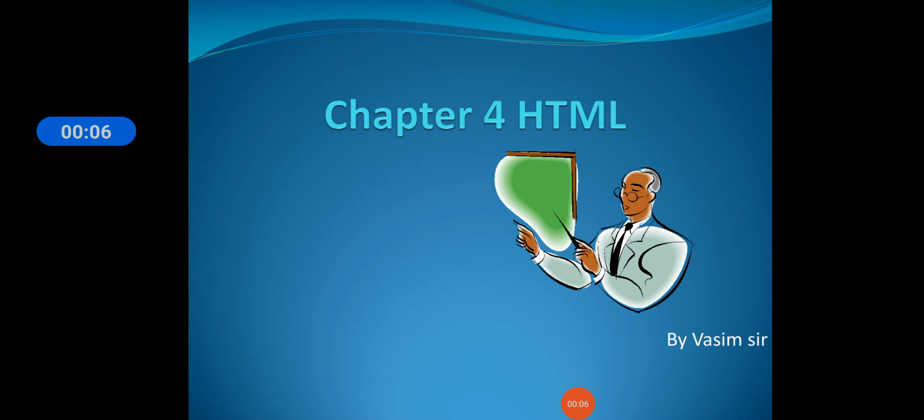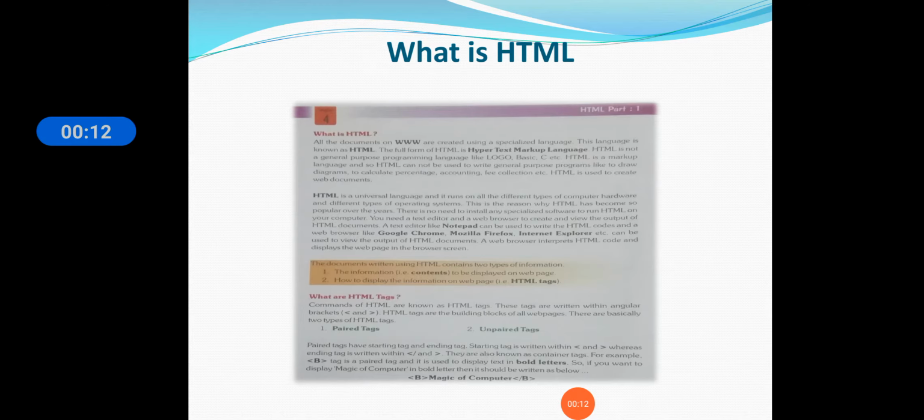Chapter number 4, HTML. In the previous lecture we have seen summary points regarding HTML. What is HTML? HTML is a hypertext markup language and we require two things to prepare a web page. For a web document we make use of HTML, and we require two things for HTML: one is a web browser and the other is Notepad.